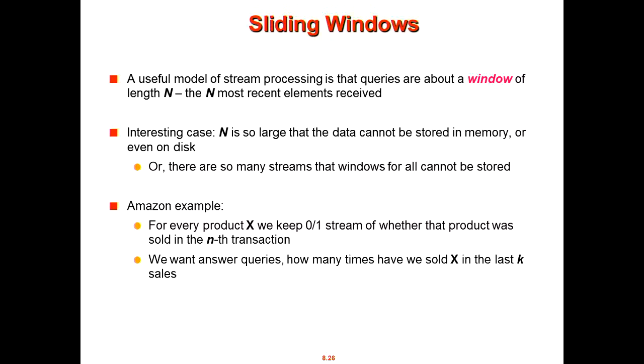In Amazon, the example is like this. For every product X, we keep a stream of values 0 or 1 to indicate whether that product was sold in the nth transaction. So if we want to answer queries like, how many times have we sold X in the last k sales? That is such a query. How such a query can be used in real scenarios.